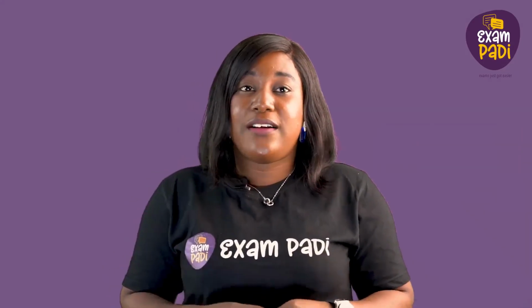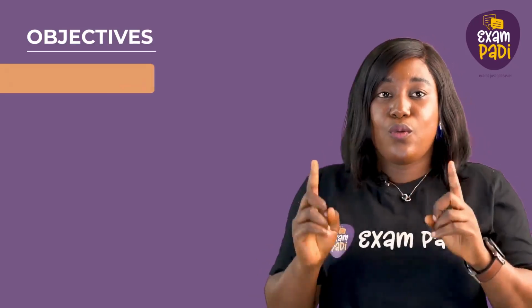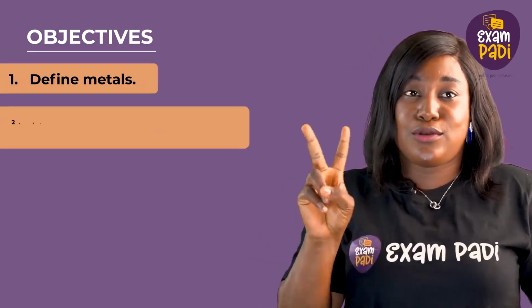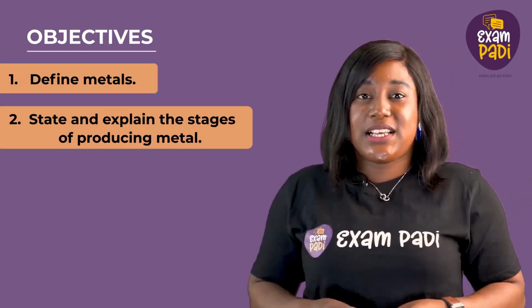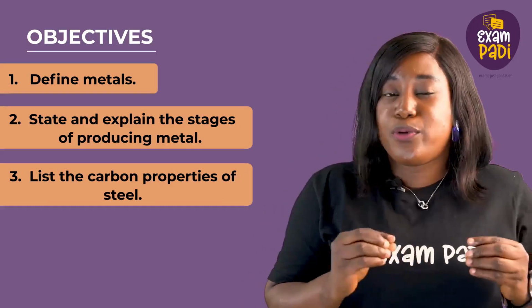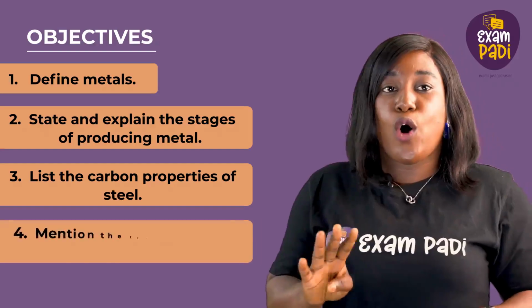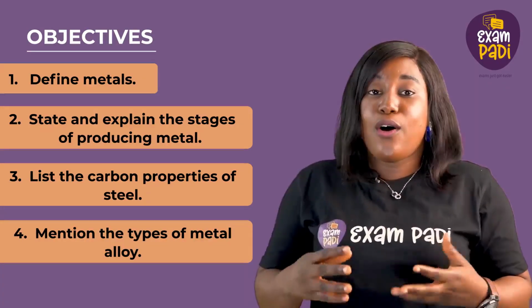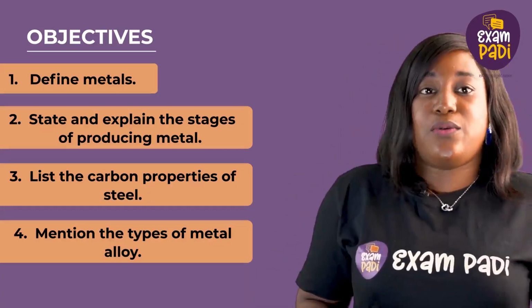Our topic for today is production of materials, and today we're going to be talking about metal. At the end of this lesson, you would have learned how to: 1. Define metal, 2. State and explain the stages of producing metal, 3. List the carbon properties of steel, 4. Mention the types of alloy metal that we have.